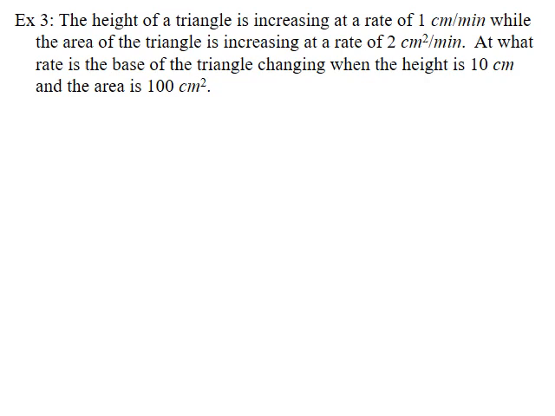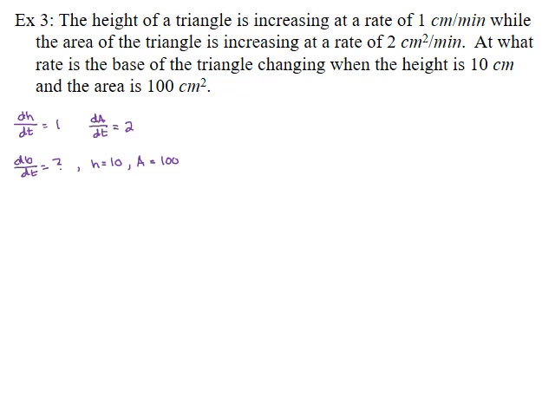All right, you have a lot of stuff going on here, so let's take our time. Essentially, we know from the top, the height of the triangle is increasing at a rate, so the height is changing. That's going to be, according to us, dh/dt is 1. The area of the triangle is also changing, so that is dA/dt, which is going to be 2 according to the problem. So then it says, at what rate is the base of the triangle changing? So we don't know dB/dt. That's unknown. But what we do know is that the height is equal to 10 and the area is 100.